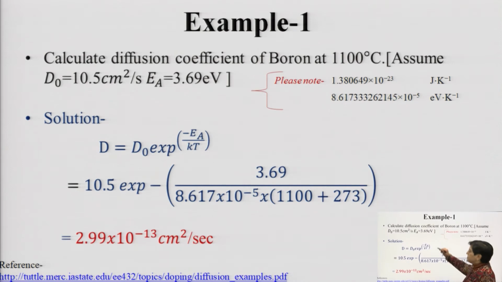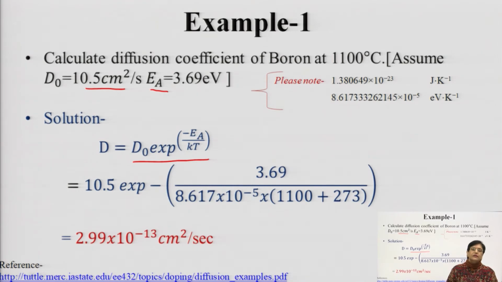So, just see the first numerical. It says: calculate the diffusion coefficient of boron at 1100 degree centigrade, assume D0 as 10.5 centimeter square per second and the activation energy EA as 3.69 electron volt. Now, initially itself we have seen that D is equal to D0 exponential of minus EA upon KT.